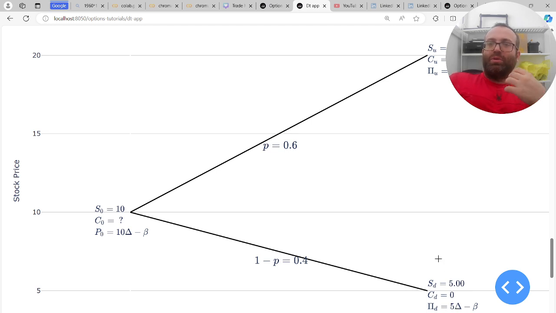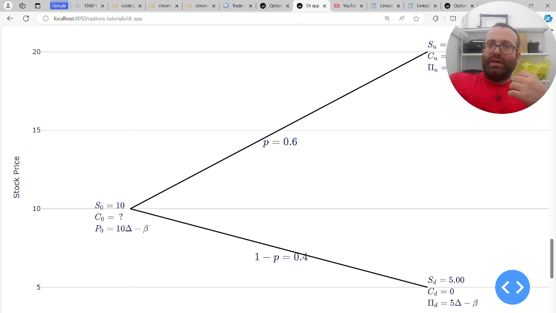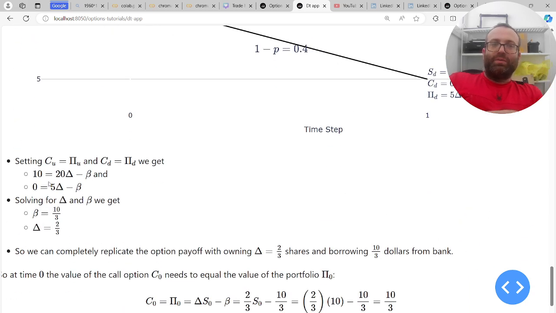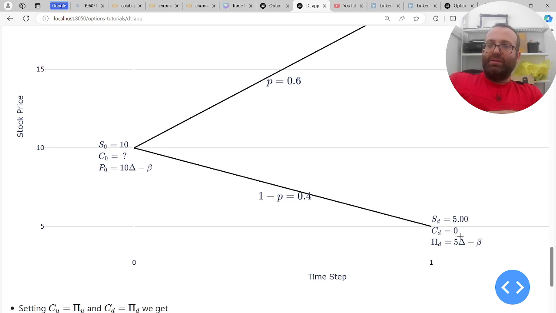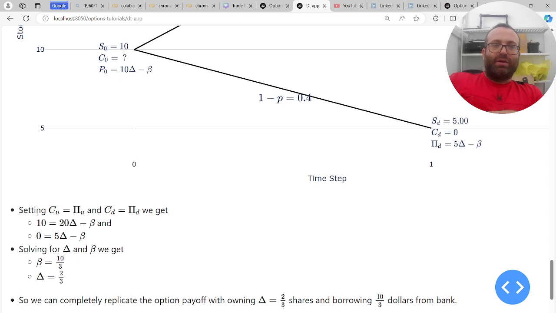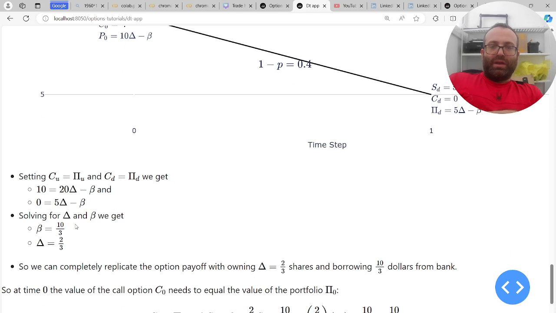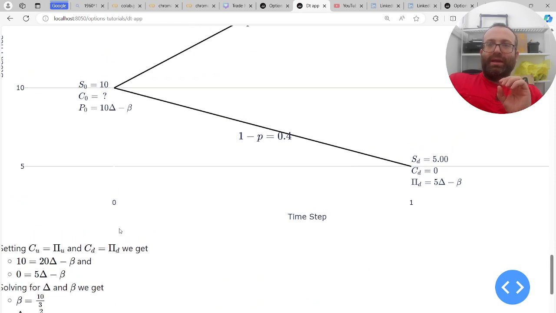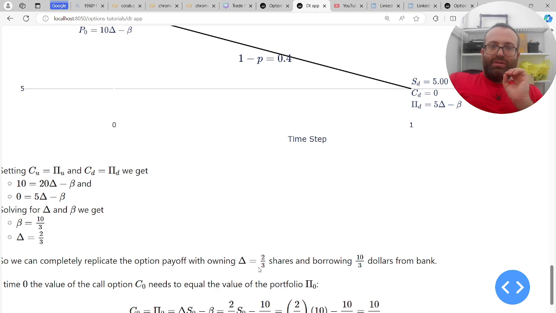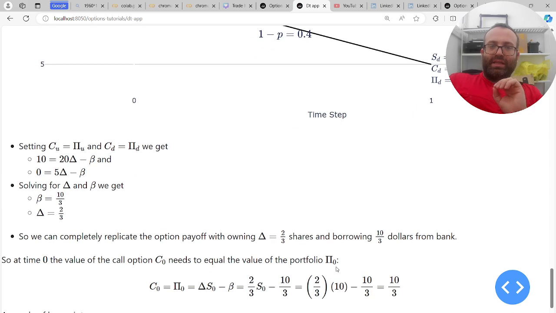Because we want to replicate the payoffs, we want to choose delta and beta so that no matter what happens, if it goes up or down, it's going to equal 10 and 0. So basically we need 10 to be equal to 20 delta minus beta, and we need 0 to be equal to 5 delta minus beta. These are the equations we need. We can try to remember algebra and get that beta is 10/3, meaning you borrow 10/3 from the bank and you buy 2/3 of the stock. So we can completely replicate the option by owning delta equals 2/3 shares and borrowing 10/3 from the bank.